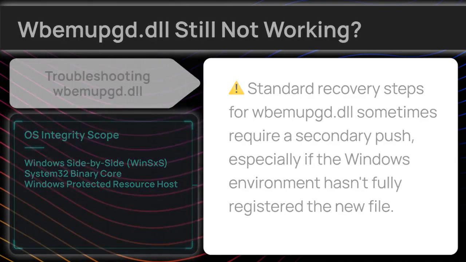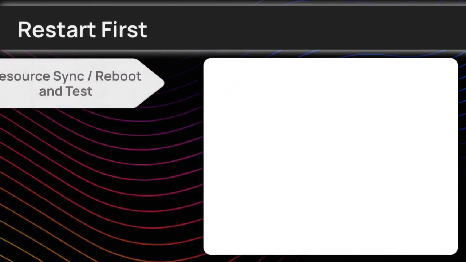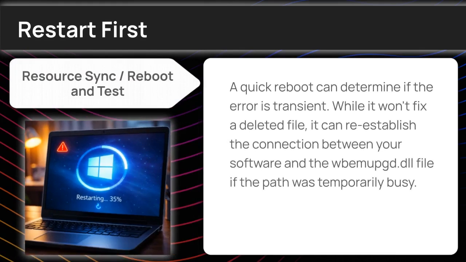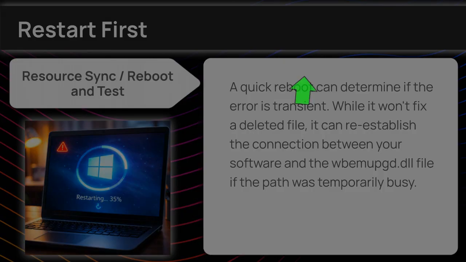directory. A system reboot is a reliable way to clear away zombie processes that might be interfering with Wbemupgd library. It's a low-impact step that ensures your operating system is starting with a synchronized environment.